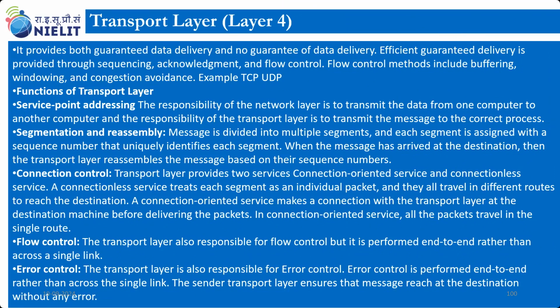So coming to the functions of the transport layer: service point addressing. Basically, service point addressing is the address of a service running on the remote computer. In a computer network, there can be different types of addresses: domain name, IP address, MAC address, port number. Port number is the last point from where we are handing over or taking over the data from the application.